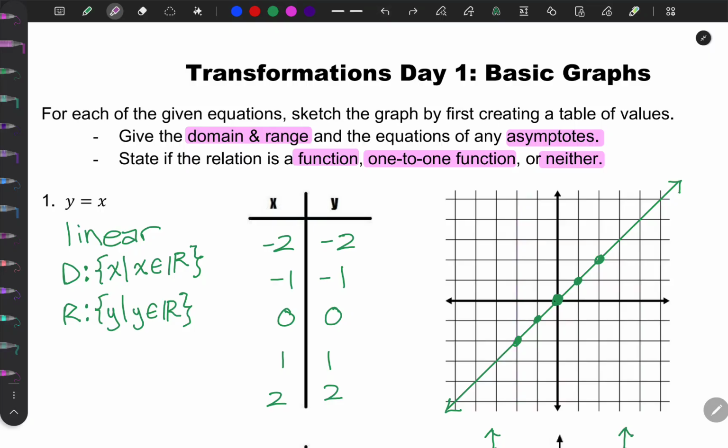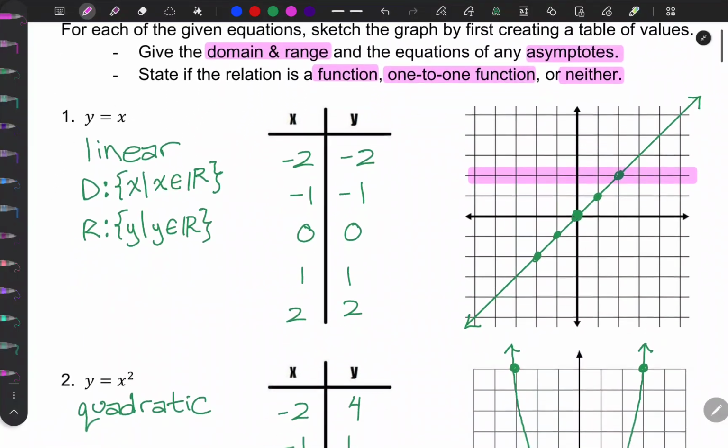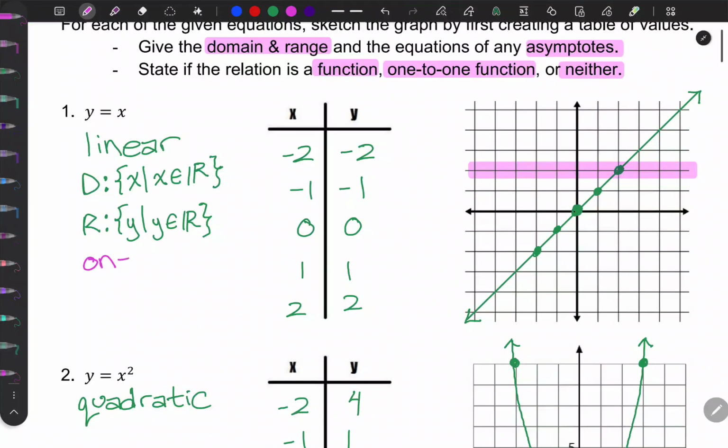In order to decide if it is a one-to-one function, it also means that for any particular y value, there can only be one x value. We check this with a horizontal line. If the graph also passes the horizontal line test, we know it is a one-to-one function, like this first one. One-to-one function. If a graph passes the vertical line test only, it is still a function, it's just not a one-to-one function.